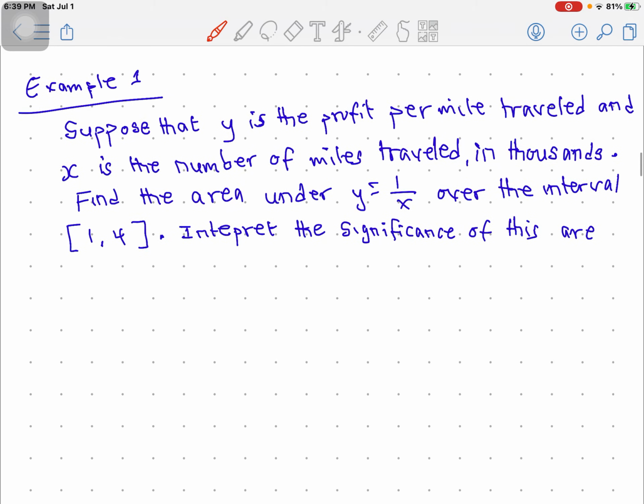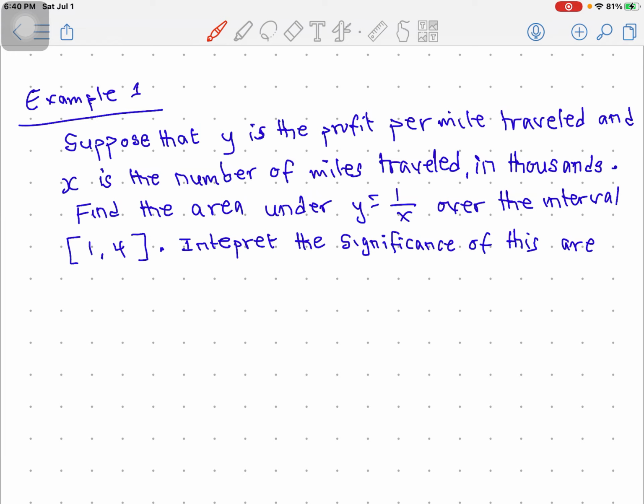So basically, in general, the general method to find the area under a graph, for example, a graph y equal to f of x between the points x equal to a and x equal to b, is given by the following important theorem, and that is the fundamental theorem of integral calculus.